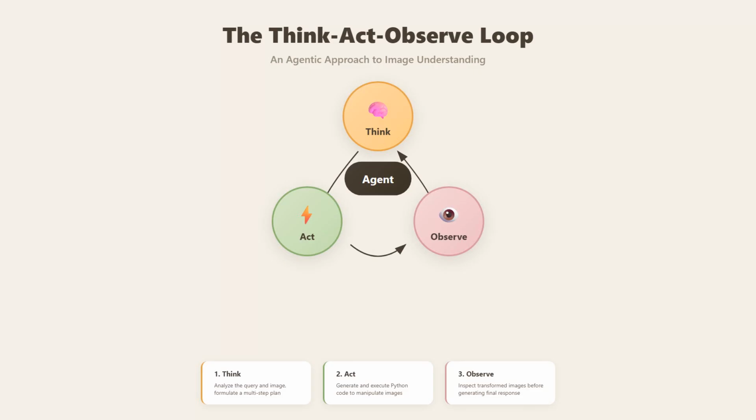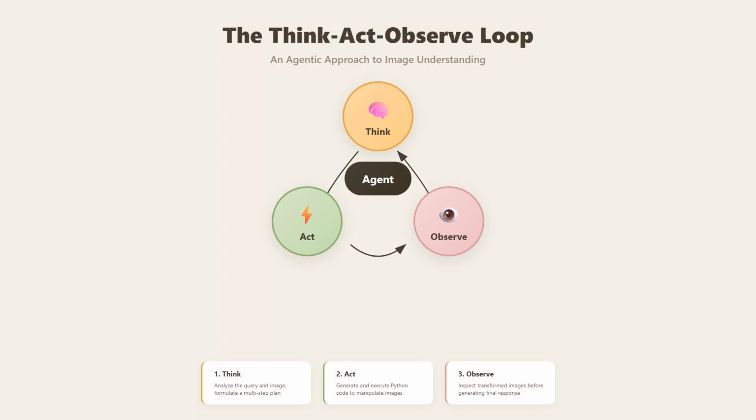Next comes the act phase. Here, the model generates and executes Python code to actively manipulate images. This could mean cropping to focus on a specific region, rotating to get a better angle, annotating with bounding boxes, or running calculations to count objects. The code runs in a secure execution environment.